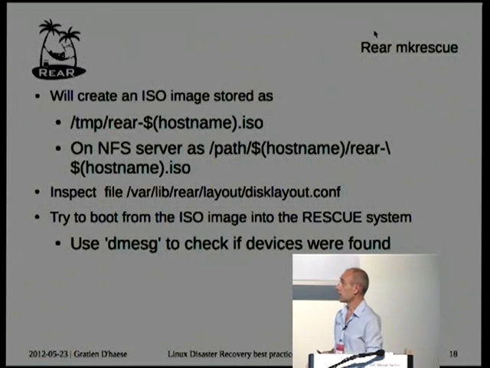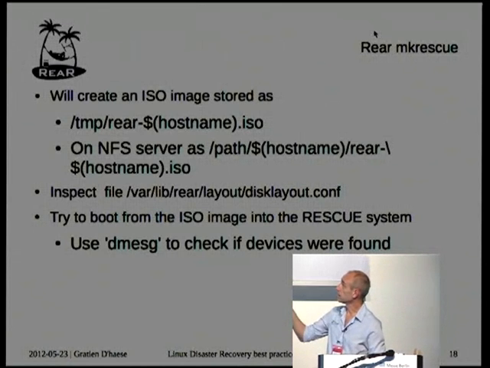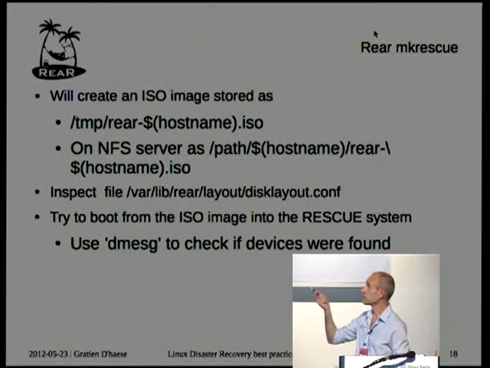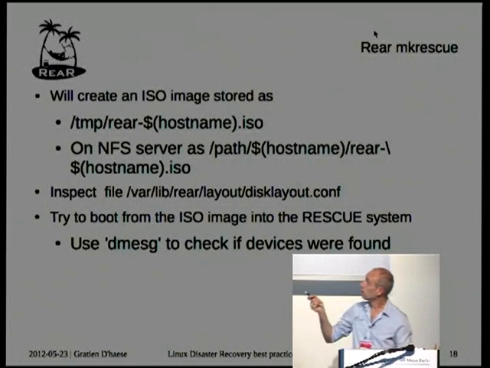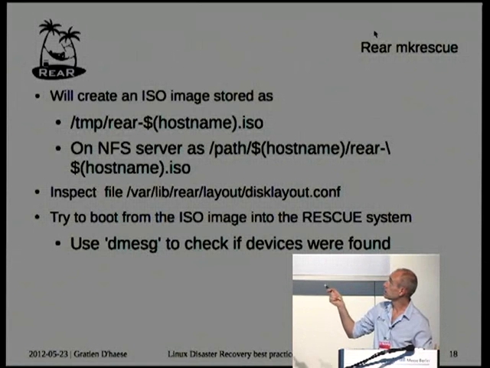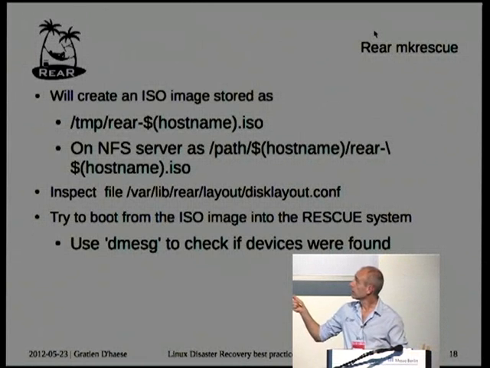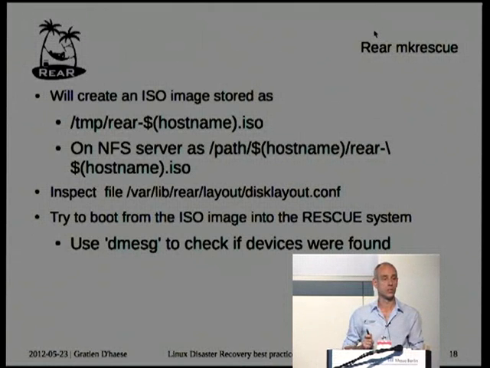If the output was ISO, then it will create under /tmp an ISO image of rear-hostname. Also on the NFS server under the path hostname you will find the same file, so it is copied and stored on the local system but also on the remote system. And it will create the disk layout configuration file automatically.